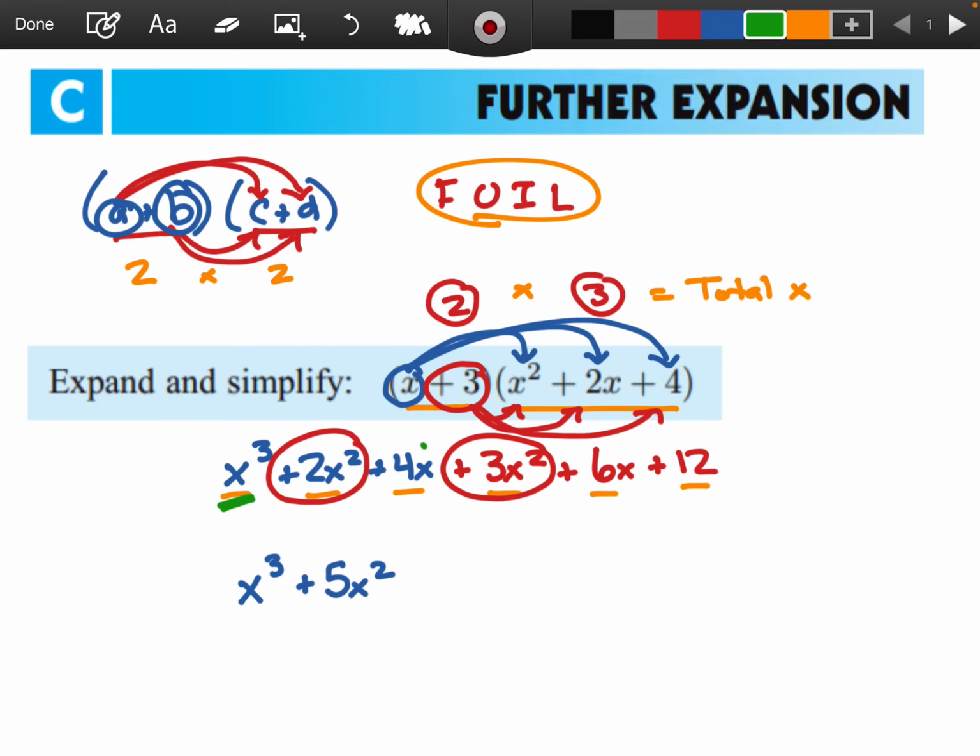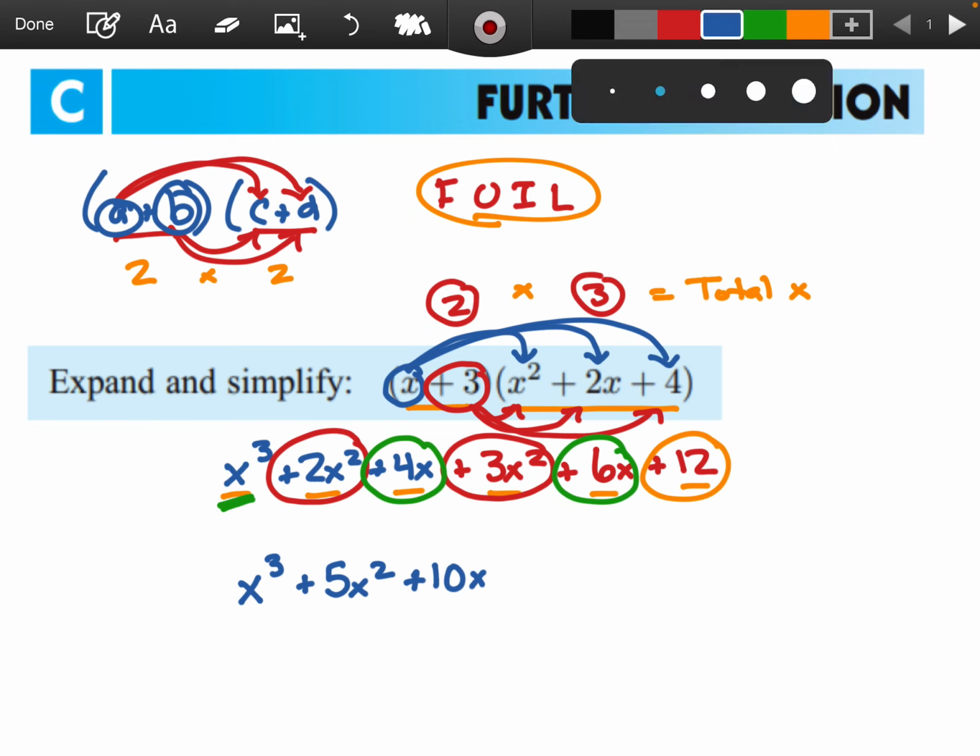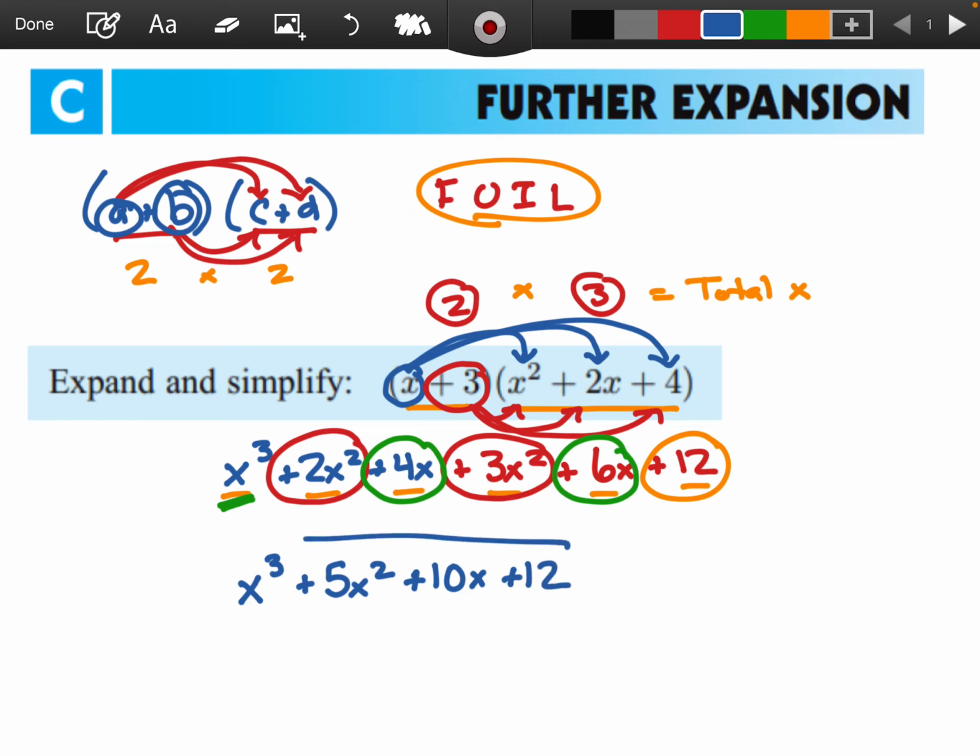Moving down to my next term, which is my x term, I've got 4x plus 6x to give me a total of 10x. And then last but not least, I have the plus 12, which doesn't have anything else to collect with it, so it just hangs around and finishes off my expression.